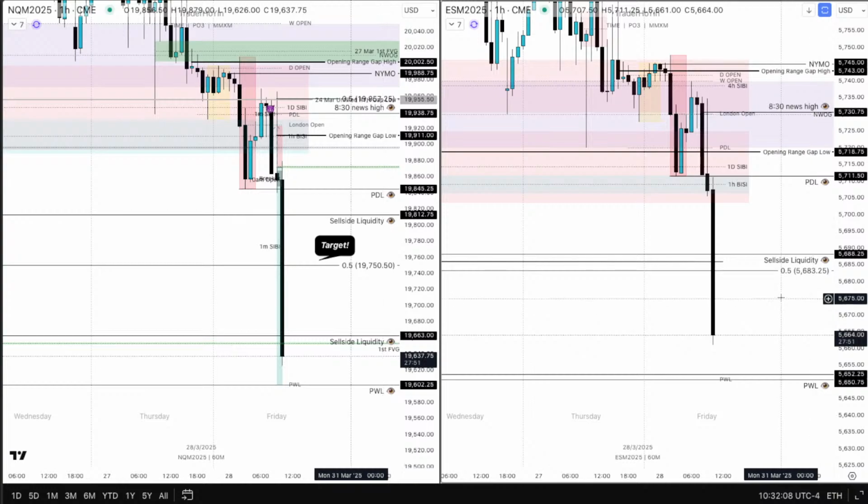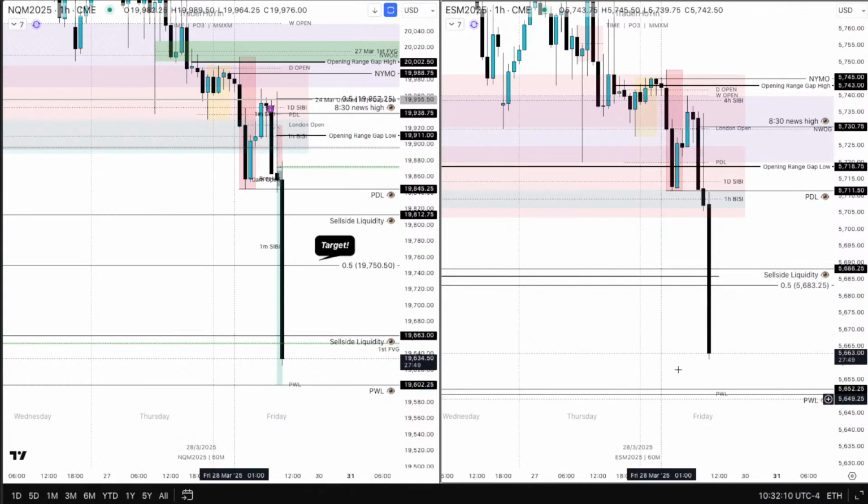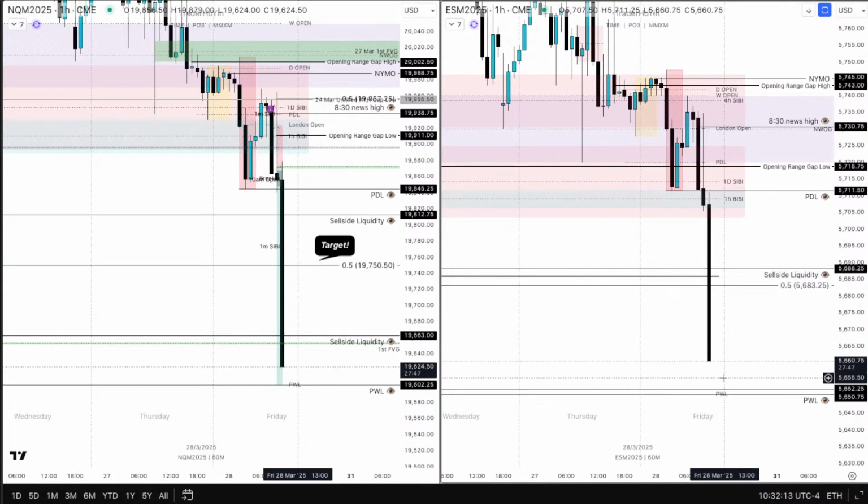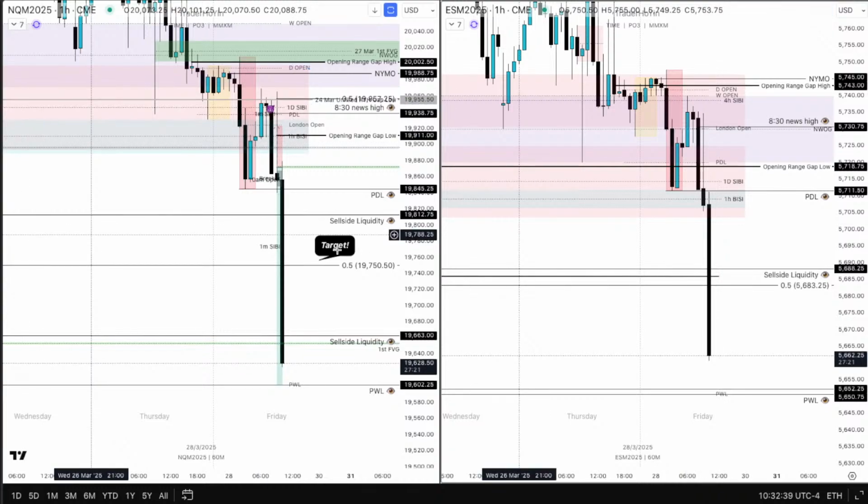Now we have to wait for the ES. If ES takes the previous weekly low as well, then we don't have a bullish SMT, and it can sort of maybe just chop, and then we look for a bullish SMT before we look for longs to go back up maybe into the mid-level.